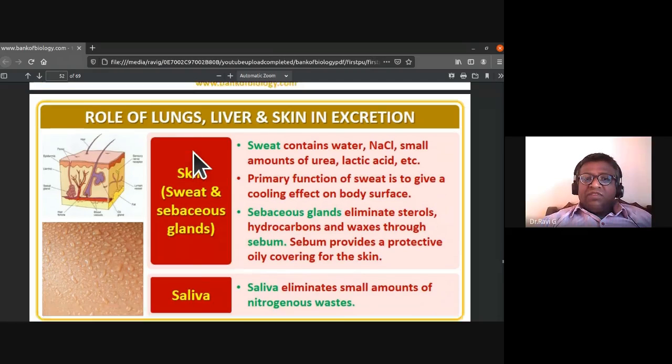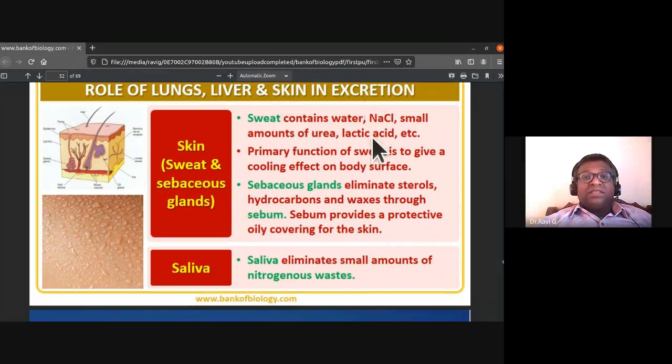So these are all the different organs which have a role in excretion. The skin produces sweat and the sebaceous glands, the oily glands. What does the sweat contain? Water, sodium chloride, small amounts of urea, lactic acid, etc. The primary function of sweat is to give a cooling effect on body surface.